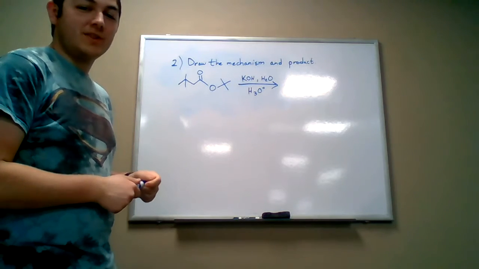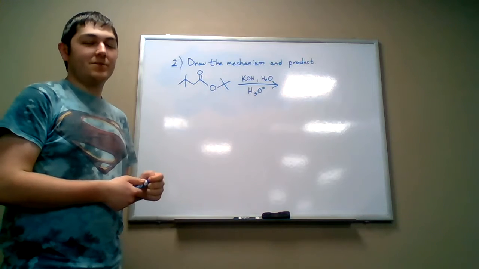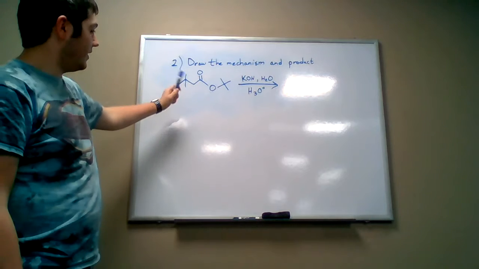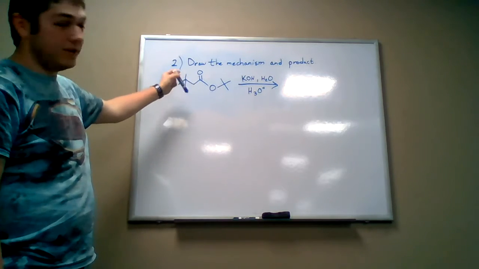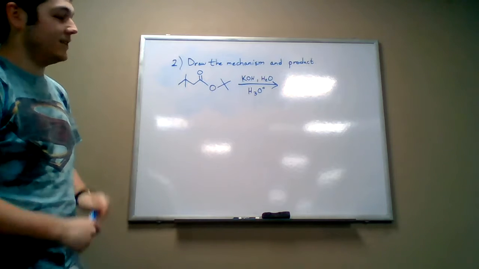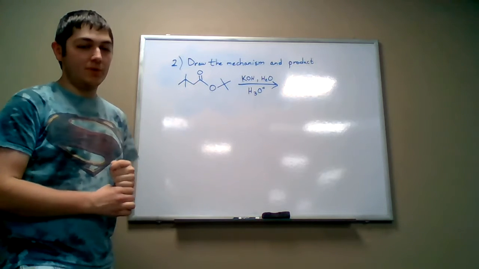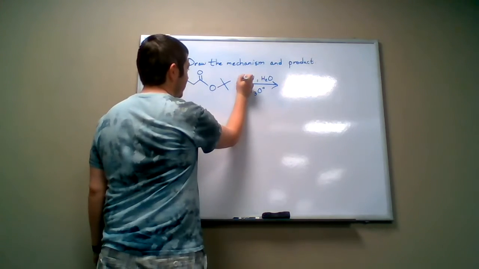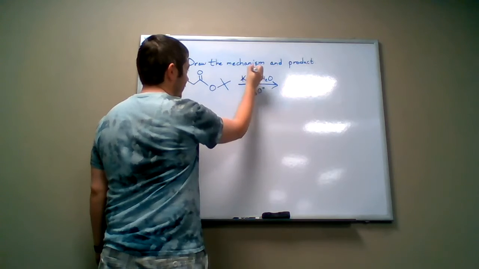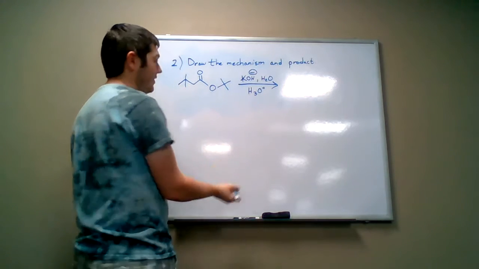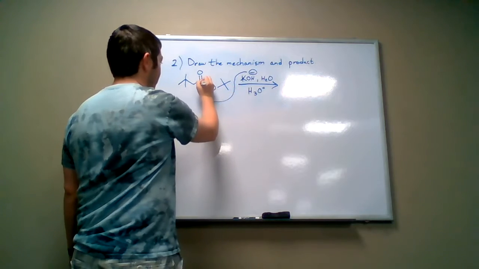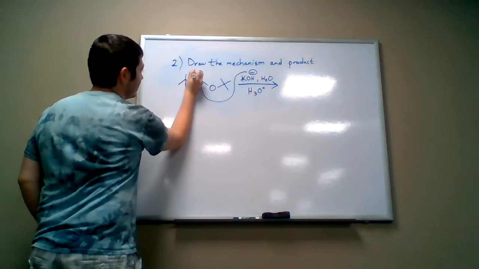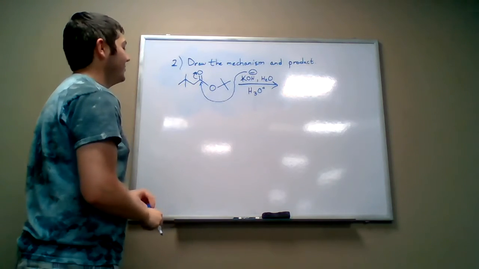All right, so for our second problem here, we are asked to draw the mechanism and write out the product as well. So here's our starting material. You see up here, we have a carbonyl and also an ether group, and it's reacting with KOH, H2O, and H3O+. So for this one, the potassium is going to just be a spectator ion, and there's going to be a minus charge here on the OH. And so this is going to come down and attack the carbonyl group. This is going to go up, sorry, that's really bad. It's going to go to that oxygen.